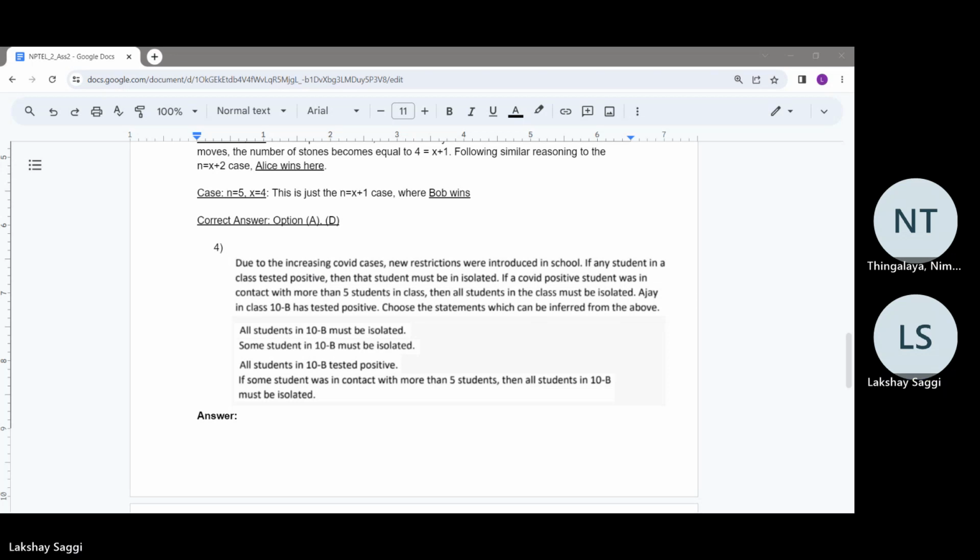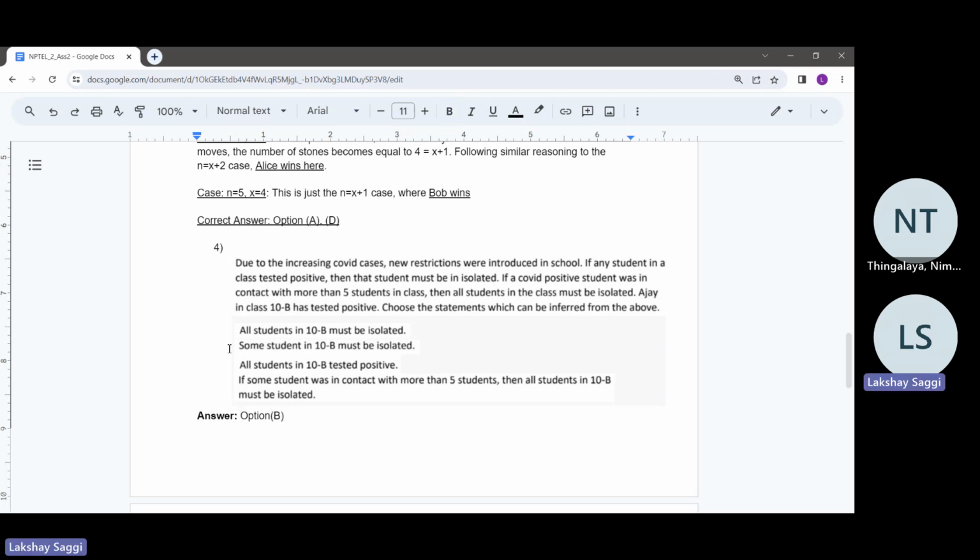Is it clear? Yeah, okay, clear. Nice. So all students is wrong because we don't know the condition for other students, but we definitely know the condition for Ajay, who is some student of 10th B, right? So option B is at least correct.